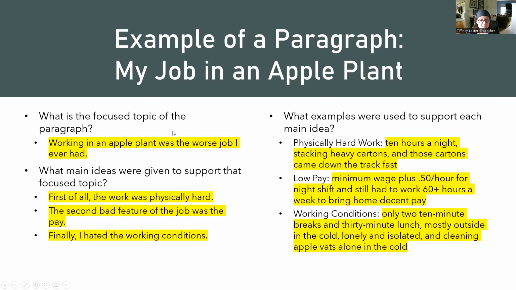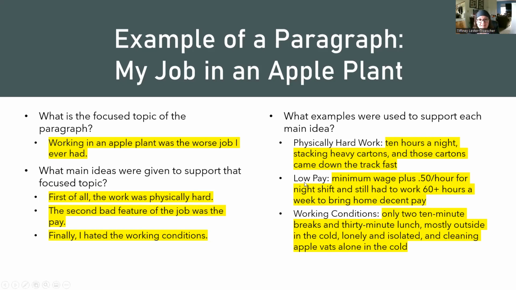So when he talks about how, first of all, the work was physically hard, he talks about how he worked 10 hours a night, how he stacked heavy cartons, how those cartons came down the track fast, right? So all of those examples in that section support his statement that the work was physically hard, and the work being physically hard is the first reason why it was the worst job he ever had.